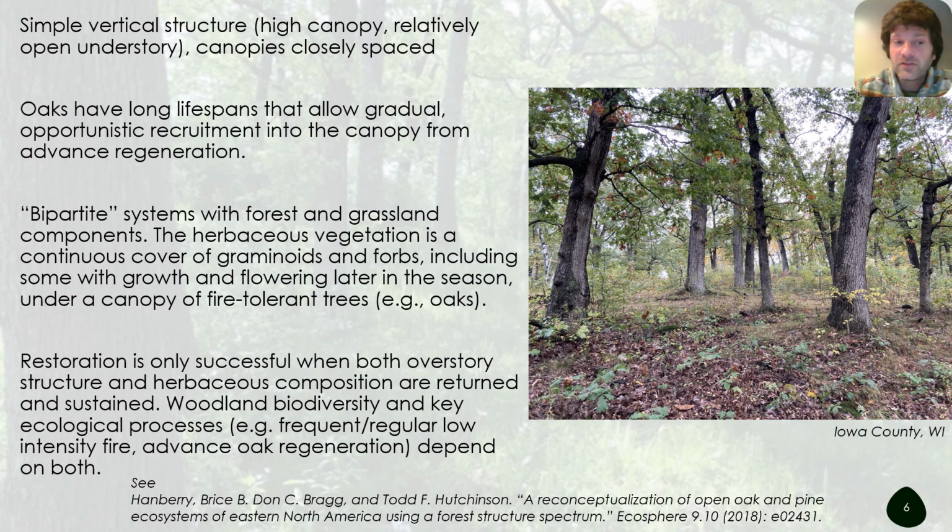They're bipartite systems with forest and grassland components. They have this grassy, sedgy, herbaceous vegetation with different graminoids and forbs, and it includes some that are actively growing both early and late in the season, as I mentioned before. And that has a structural similarity to grasslands and prairies. But as you saw in the pictures I showed earlier, there's also, at least in the higher quality remnants, a fair amount of compositional similarity between oak woodland herbaceous plants and the open prairie. There are species from the prairie that don't occur in woodlands, but there are quite a few that do.